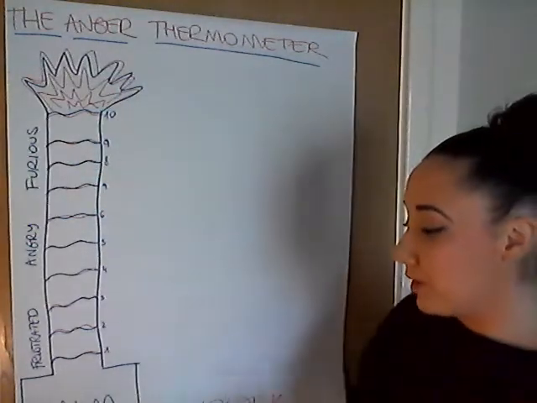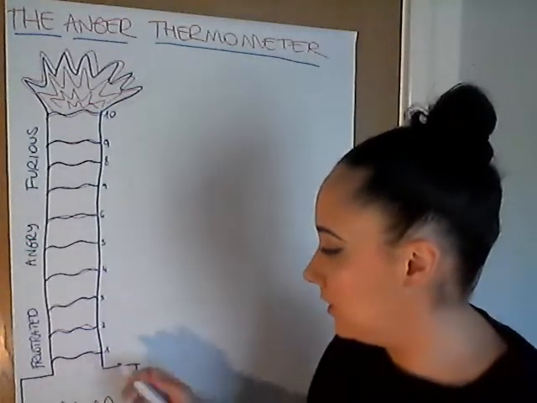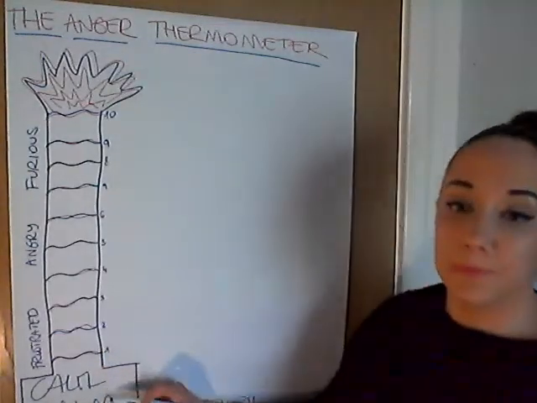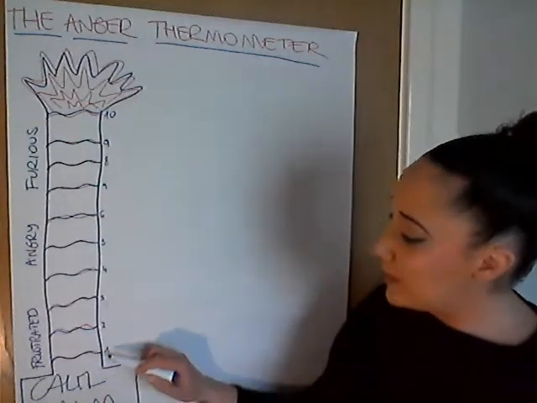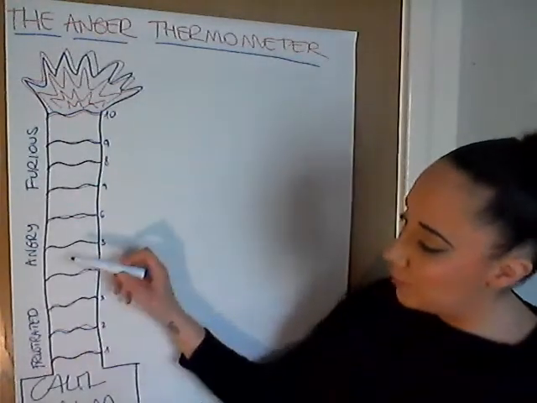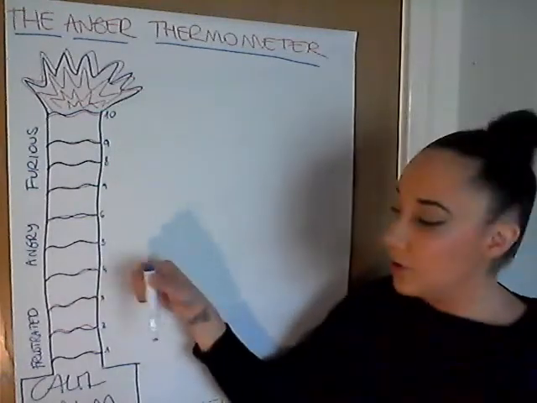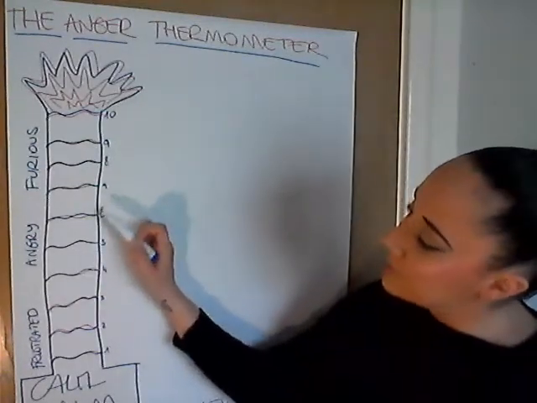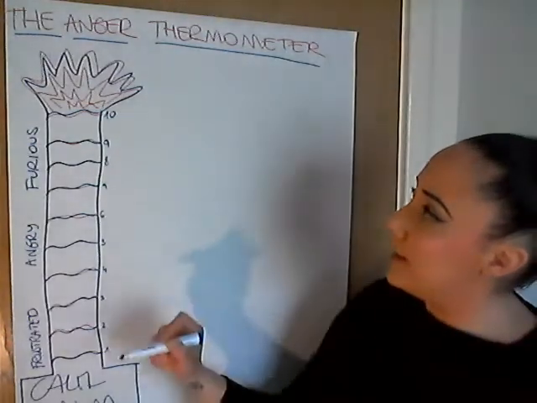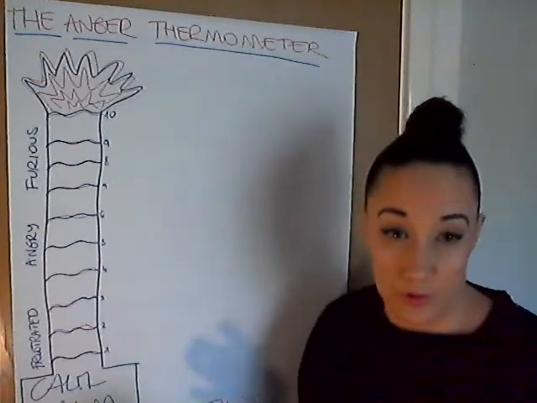Alright, so you can see down here I wrote calm. So that's your thermometer, right? You start from calm, and then you've got our lovely numbers from 1 to 10, and that's the scale. So 1 until 3 or 4, you're just frustrated, so that's really mild anger. Then from 4 until 7, you start to get angry. And from 7 until 10, you're just furious, alright?